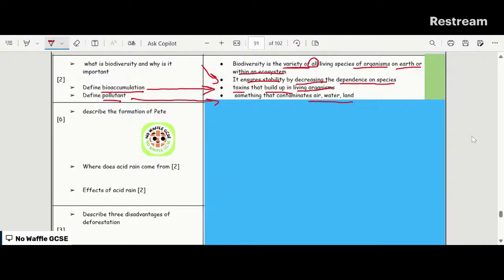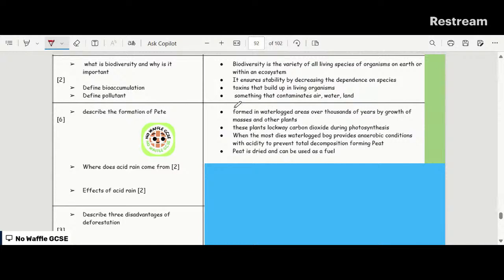Okay, next. Describe the formation, sorry, of peat. So peat bogs, again, looking at the decomposition via microorganisms, how does it work? And remember, as people are pointing out, it is a 6 marker, so you need to give some good valid points. So what you want to say: peat is formed in water-logged areas.